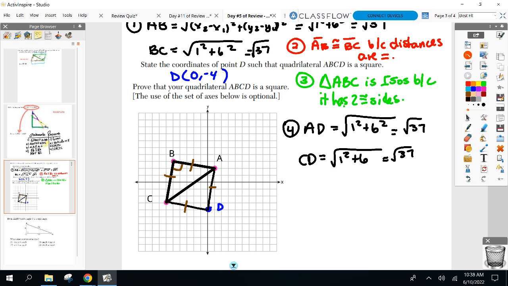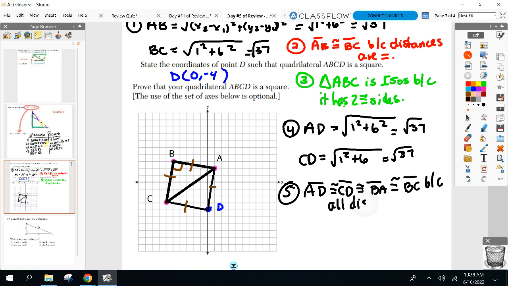Also, square root of 37. All good? And then we should probably say, now what about all four sides? AD congruent to CD, congruent to BA, congruent to BC because all four sides are equal. I mean, all distances are equal. How do I get that right angle? No more distances. Luke, no more distances.